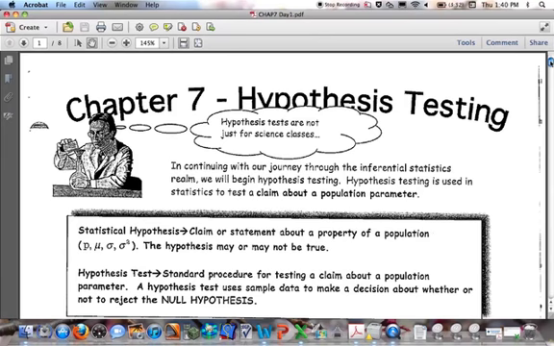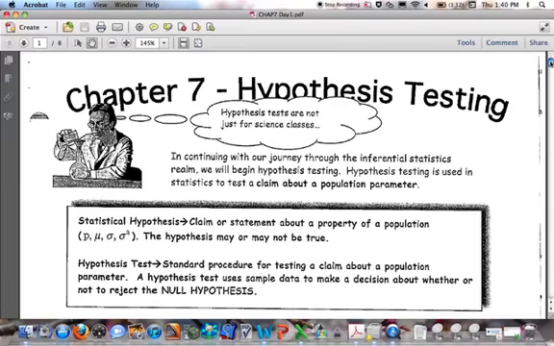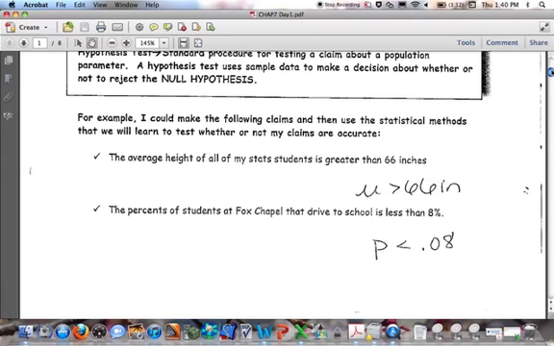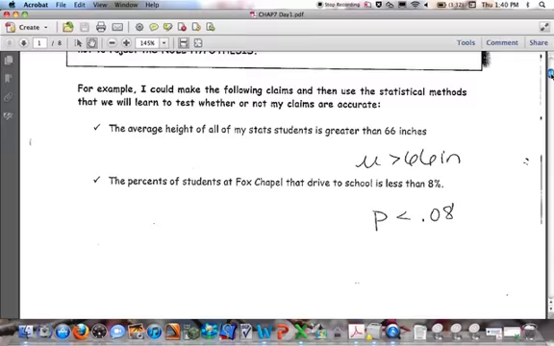The hypothesis testing, it's not just for your science class. We can also do it in stats. We have statistical hypotheses, which are testing something about our population, and they may or may not be true. It's just a standard procedure for testing a claim. The hypothesis test uses sample data to make a decision about whether or not to reject the null hypothesis. So I can make certain claims, and then based on what those claims are, I can write out these statements with stat terms.